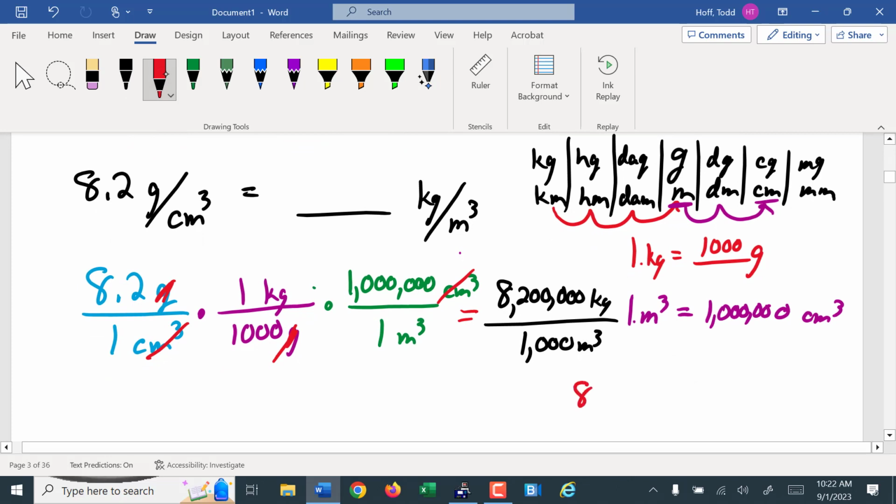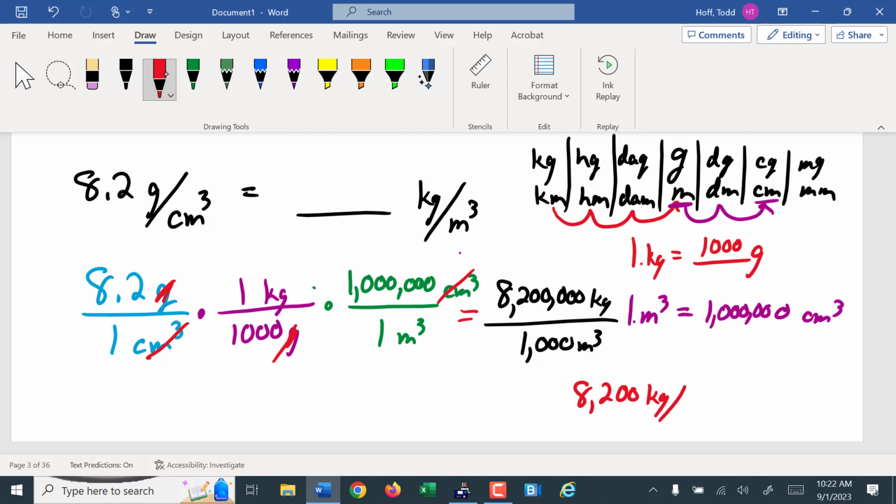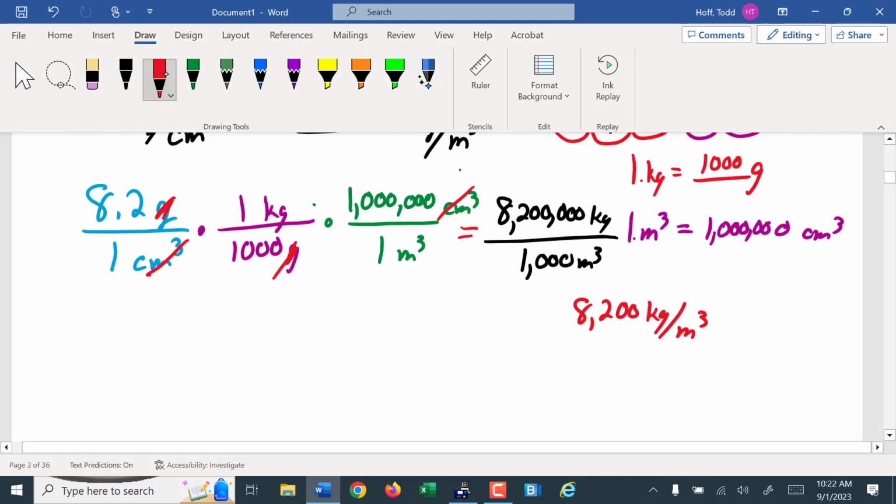Dividing that out, that's 8,200 kilograms per cubic meter. That's a lot. That's not a very realistic number, by the way. Now, I wanted to show you that way before I showed you this next thing. There is a shortcut when we're dealing with both units being metric.